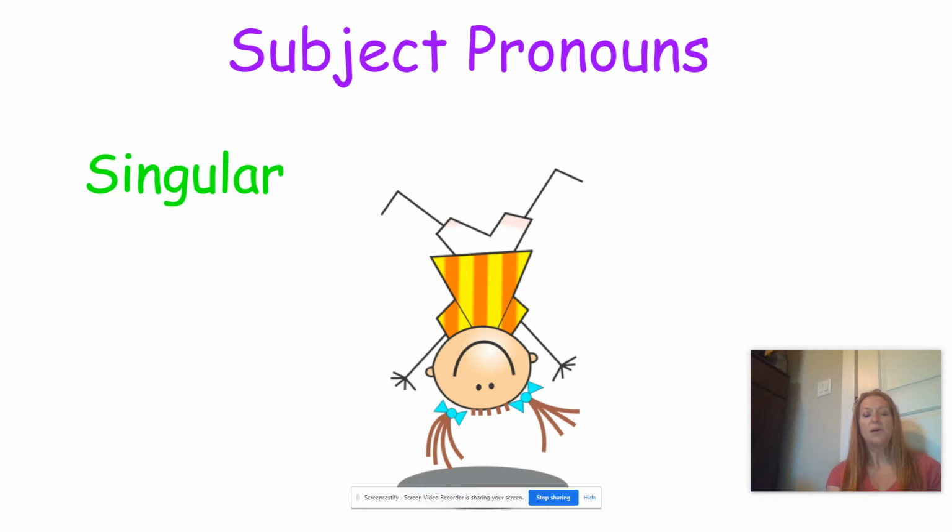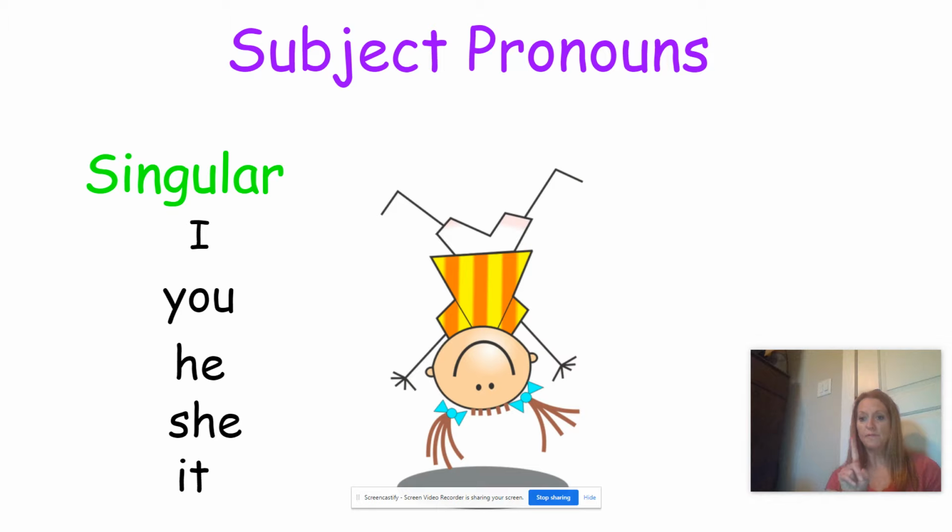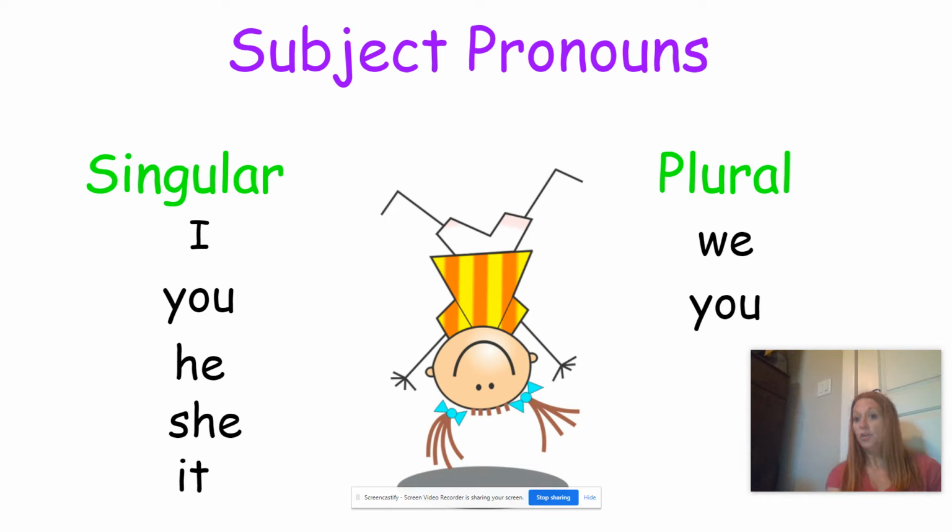The singular ones are I, you, he, she, it. All of those are singular pronouns, which means they mean just one. Singular means just one. And then here you've got plural pronouns. There are not very many of those. Plural means more than one, like we. When we talk about we, we're talking about more than one person. You can talk about a group with more than one person. And they also talks about more than one person, so that means it's plural.